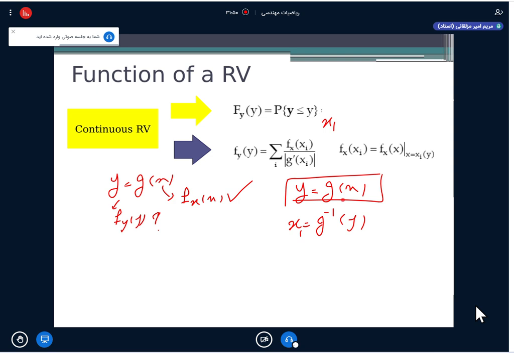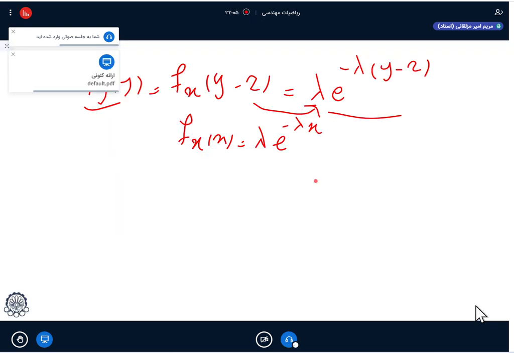But if g is invertible and we have only one x_i that is equal to x1, we don't need this summation. Okay, let's see an example to be more clear.